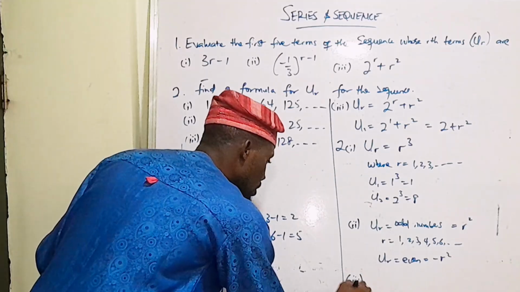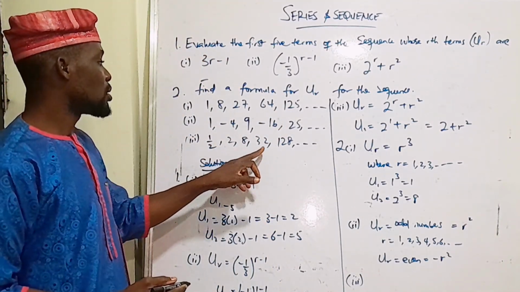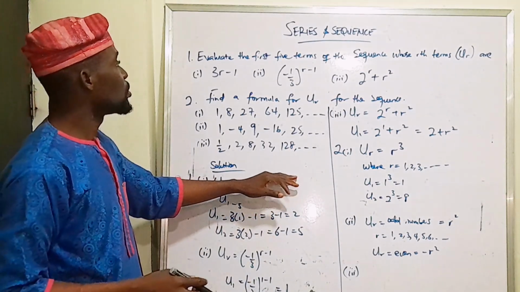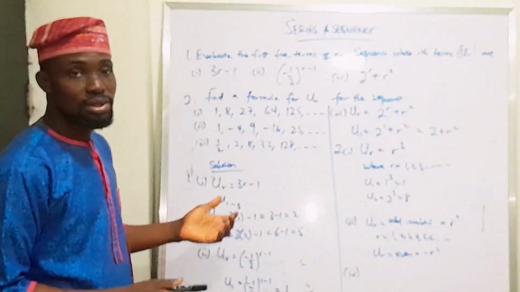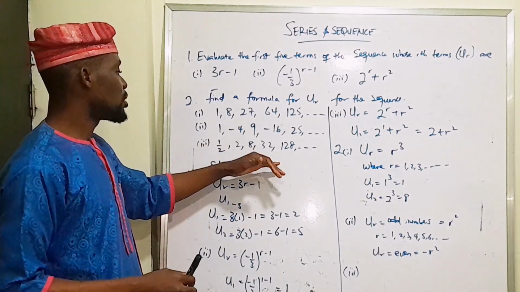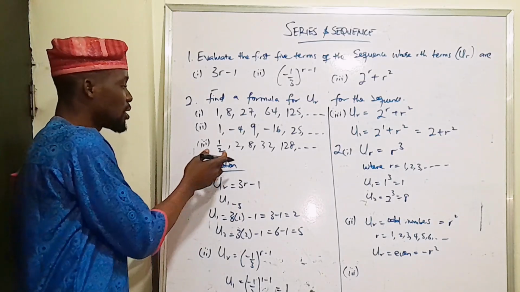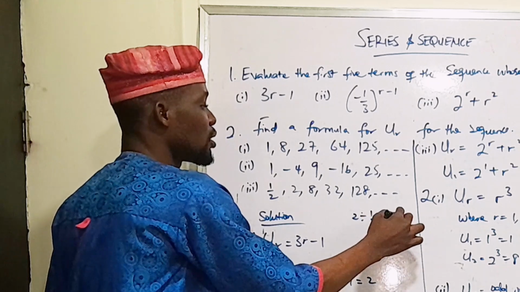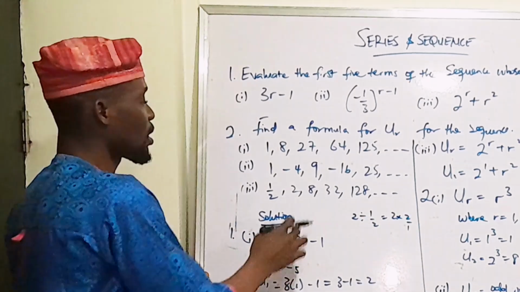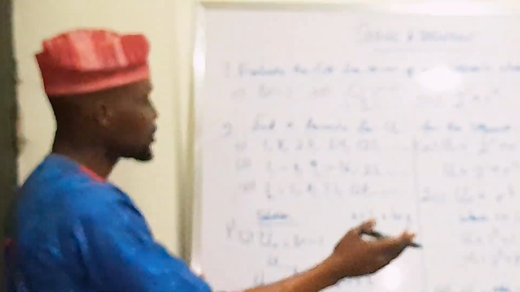Then finally, for number 3, what I can see here is 1 over 2, 2, 8, 32, 128, and so on and so forth. Now, before we move straight into AP and GP, I said earlier, AP is like the linear sequence or series, and then GP is like the geometric or exponential sequence or series. Now, what I'm to do here is to observe 2 divided by 1 over 2 gives me what? Gives me 4. 8 divided by 2 gives me 4. 32 divided by 8 gives me 4. And so on and so forth.